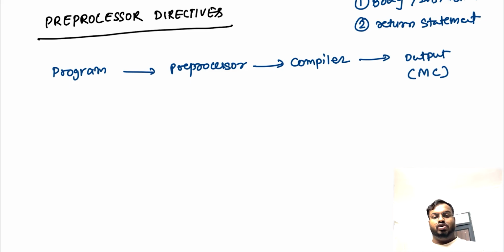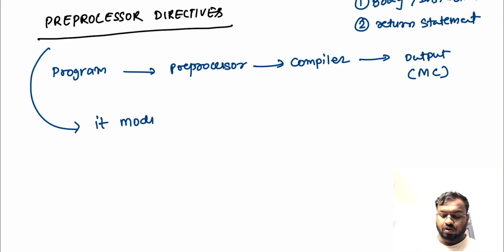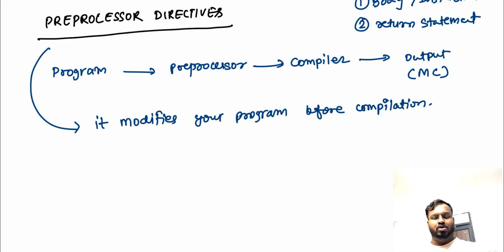Before compilation your program will go to the preprocessor. So what will the preprocessor do? The preprocessor will modify your program before compilation. It modifies your program, meaning it will do something with your program before compilation. Preprocessor directives are special instructions in your program which start with hash, and they will do some modifications to your program.